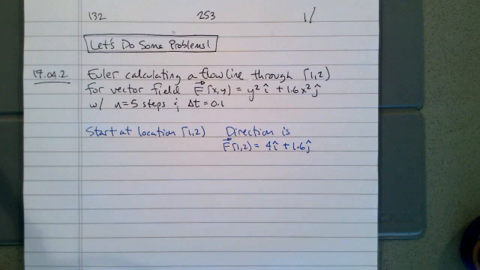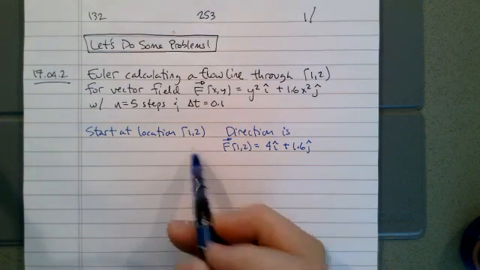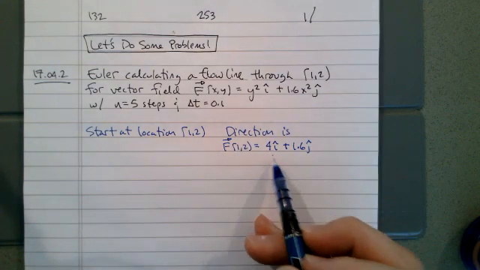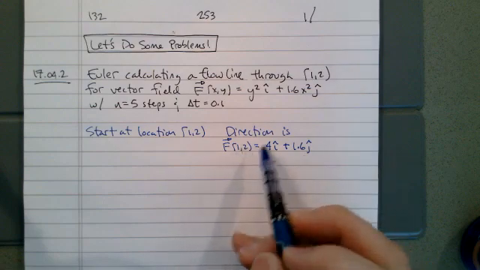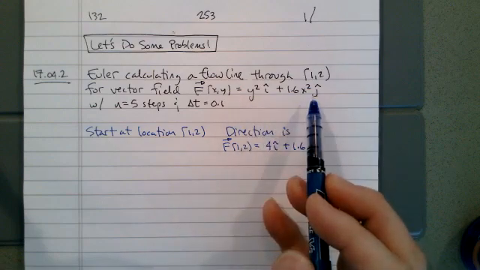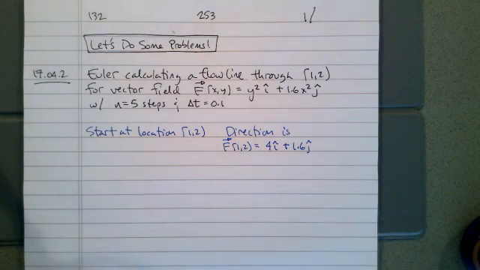At each step, we're going to have a location and a direction. So at the location (1, 2), our direction is 4i plus 1.6j. I just plug the (1, 2) into my vector field. So from the point (1, 2), we're going to go in the direction of 4i plus 1.6j for 0.1 units.